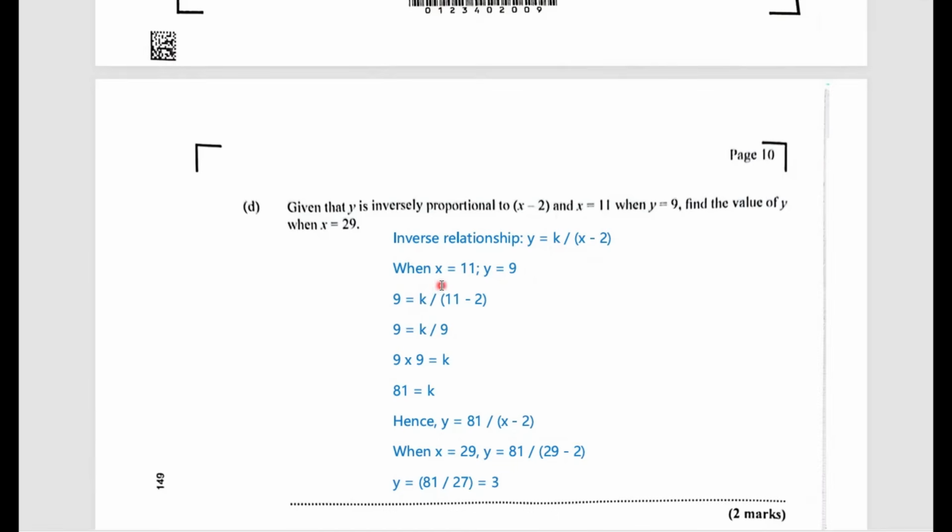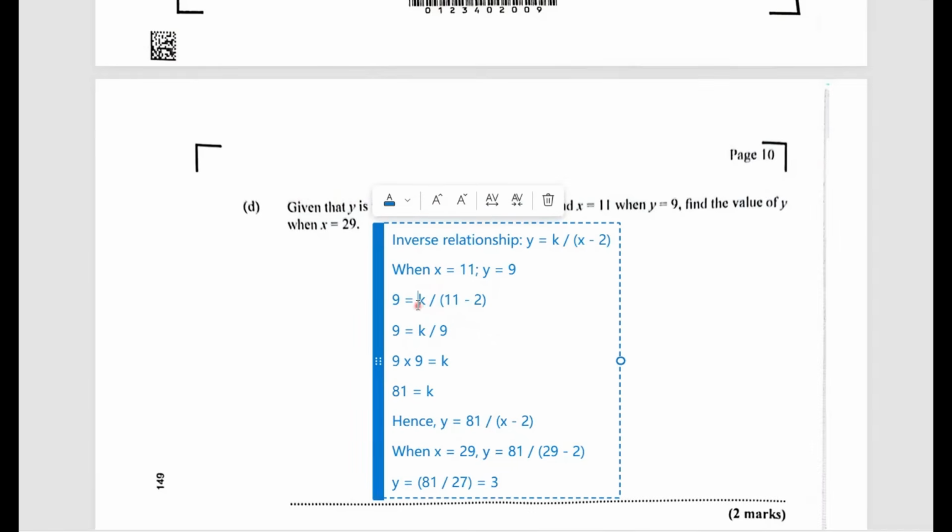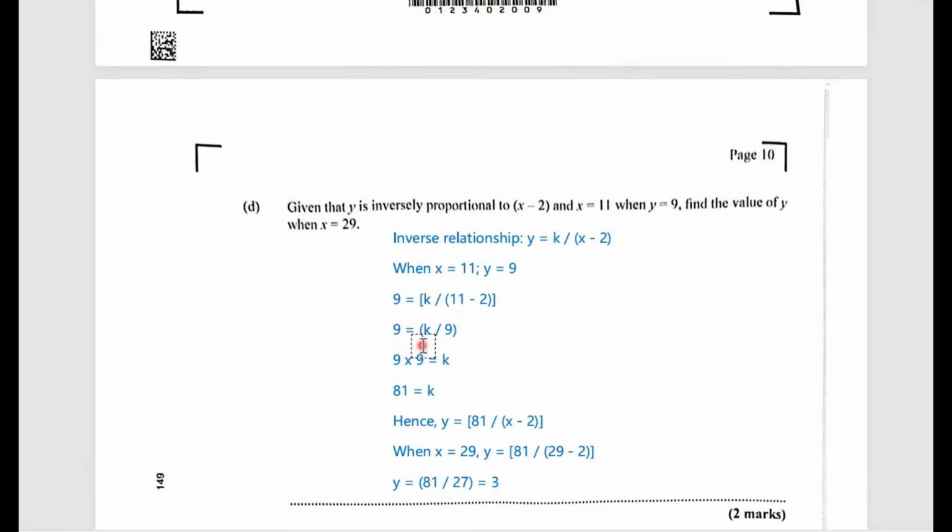All right. So what do we have? We will have y, which is 9. 9 equal to k over 11 minus 2. That'd be 9 equal to k over 9. So what we're gonna have is where 9 equal k over 9, carry this 9 across, opposite of divide is multiply. What's 9 by 9? 81.